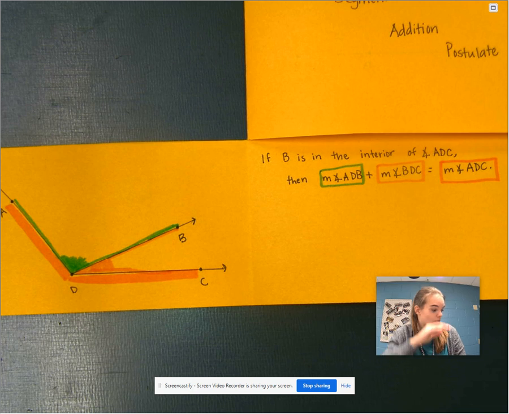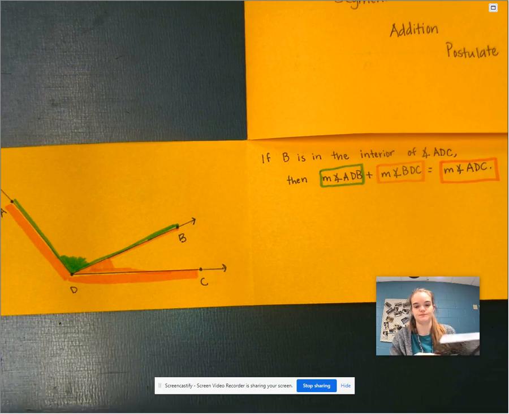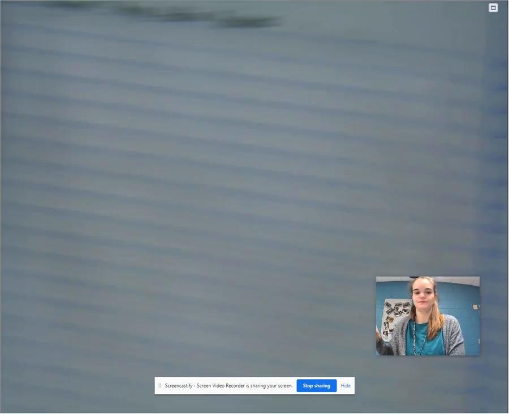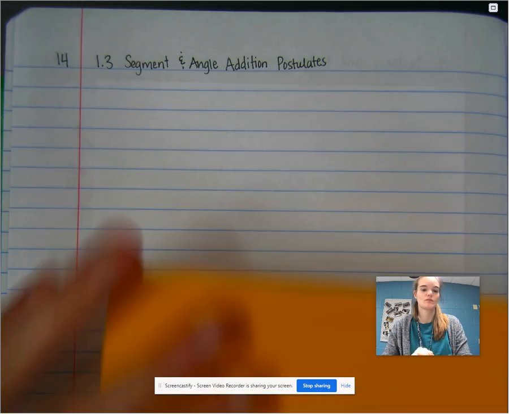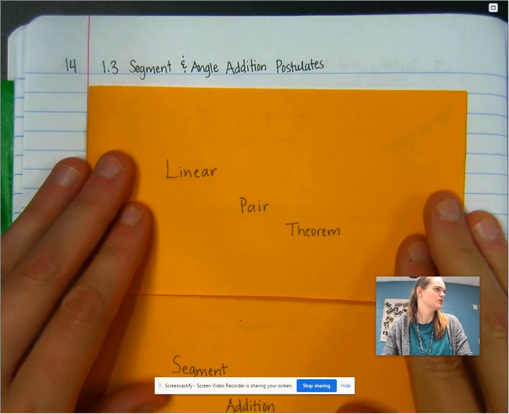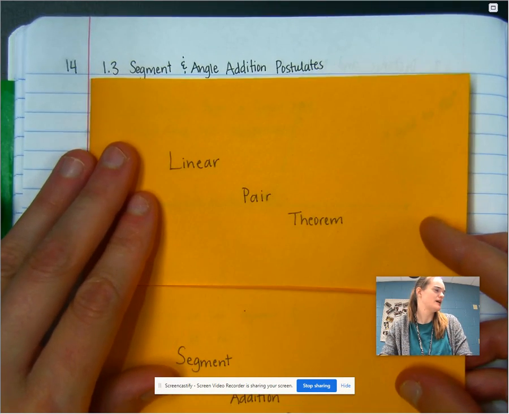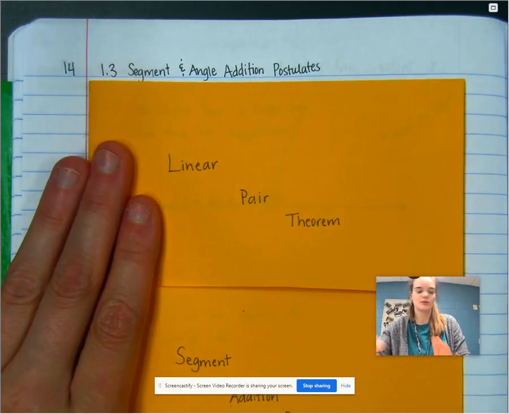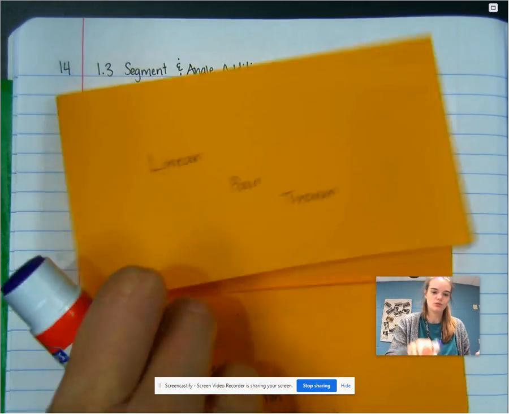We're obviously not done with notes. We've got to do some example problems. But close this and glue it on 14. So glue it right here on 14. And then get your textbook out.